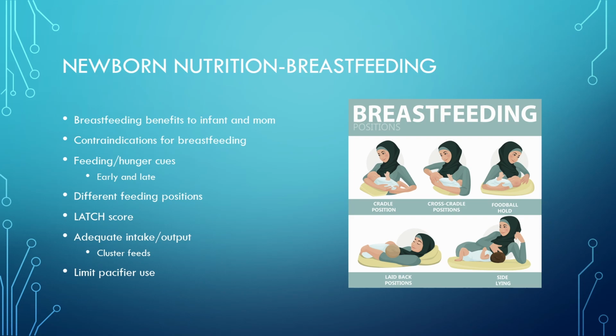Babies will elicit some feeding cues or hunger cues. For example, they'll start licking around, smacking their lips, sticking their tongue out, maybe putting their hand in their mouth or sucking on their fingers, rooting. They could also have this quiet alert stage where they're awake and looking around. Those are all the early signs of hunger or feeding cues, and that's when you want to feed your baby.